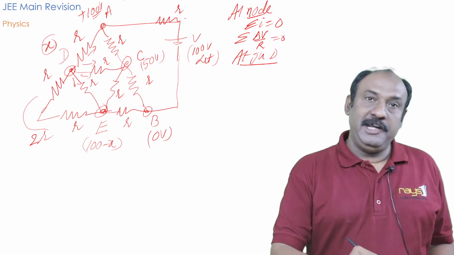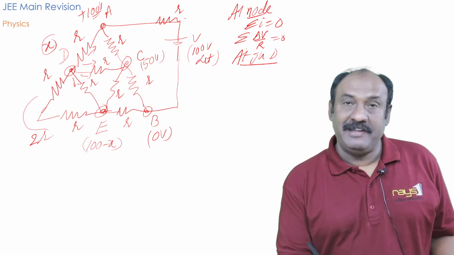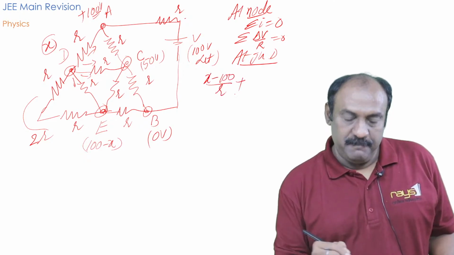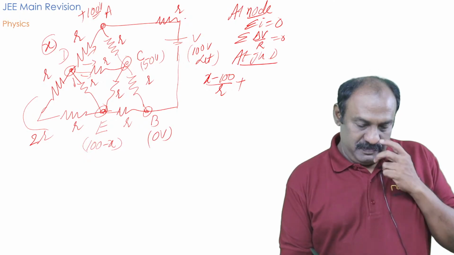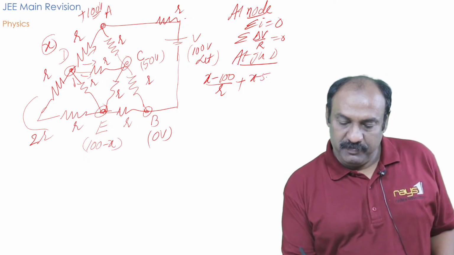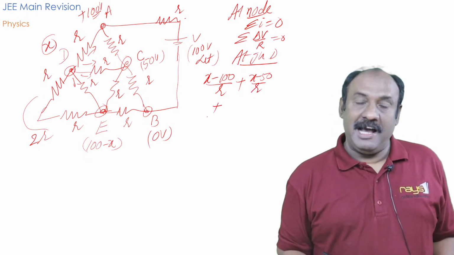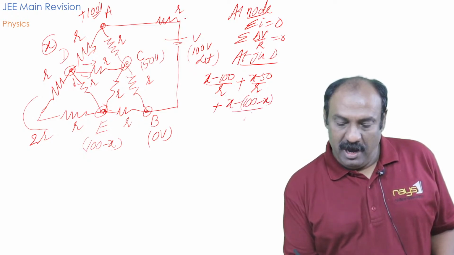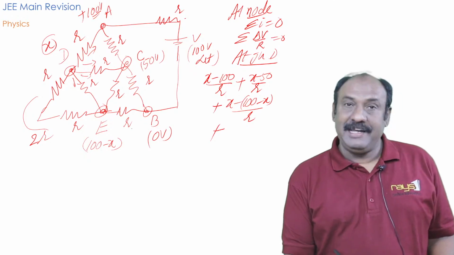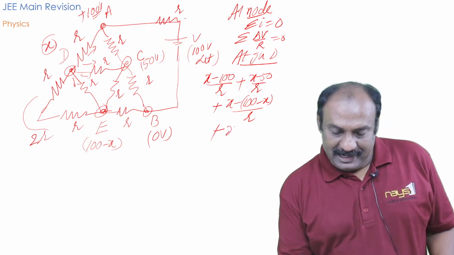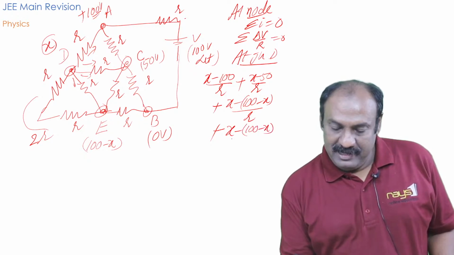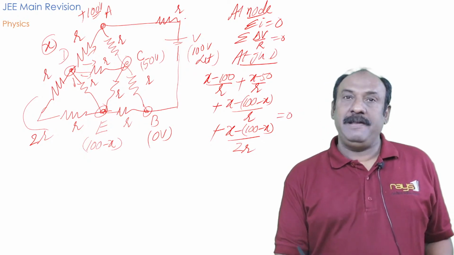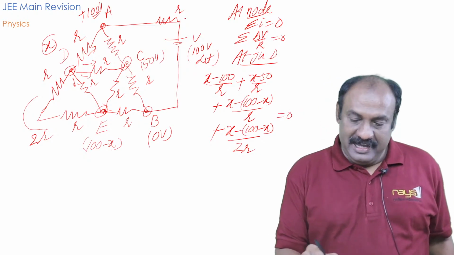So along the path D to A, what is the current? X minus 100 by R, plus along the path D to C, it is X minus 50 by R, plus along the path D to E, X minus of 100 minus X by R, plus along the other path D to E, X minus of 100 minus X by the resistance 2R, that is equal to 0. The algebraic sum of currents meeting at junction D is 0.